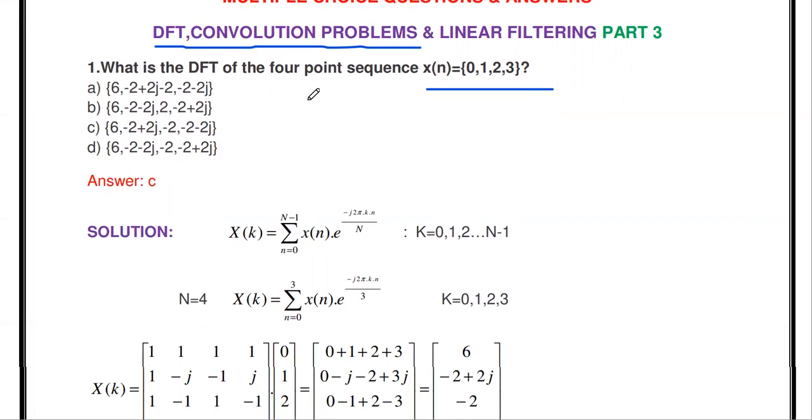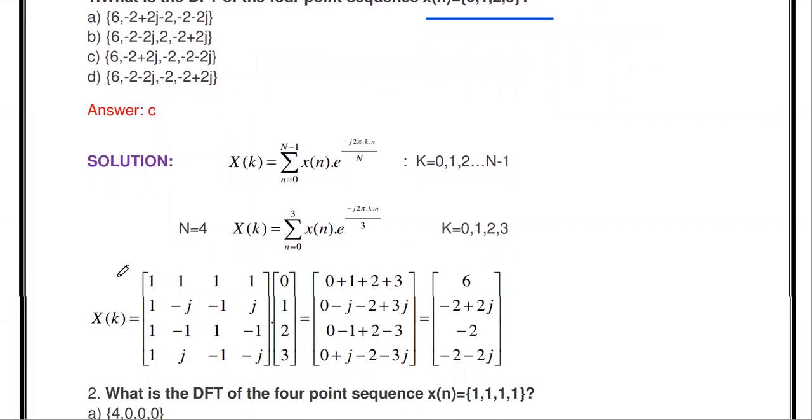Okay, in the direct evaluation method, that is using the DFT formula, we can solve, but it is somewhat lengthy. But if it is a 4-point DFT, the same DFT answer we can achieve using the twiddle factor method. This twiddle factor matrix you have to memorize.